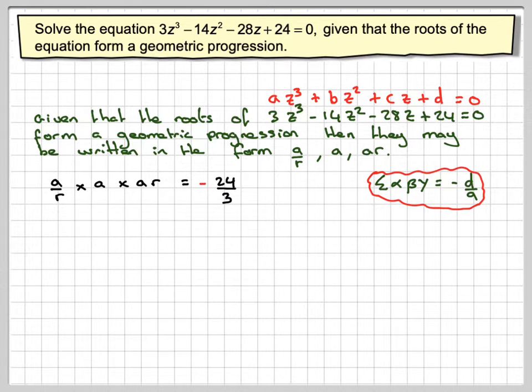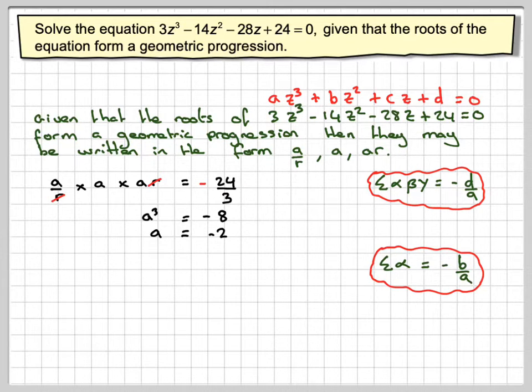And then the r's will cancel out, and we get that a cubed is going to be minus 8, and therefore a will be minus 2. Just be a bit careful here not to confuse this a with the a we've used for the comparison, because they're different, as you can see. And this is the one that we're going to need for the roots.